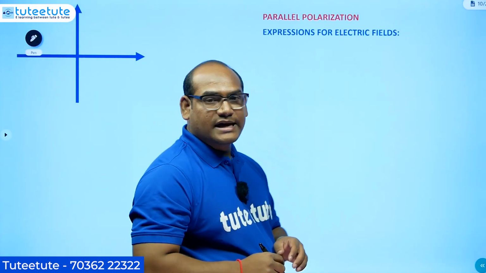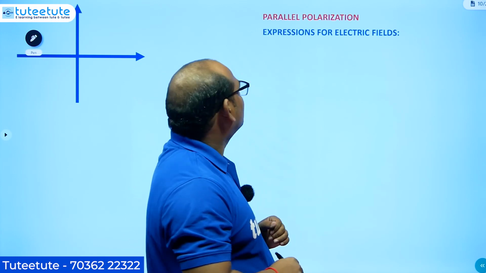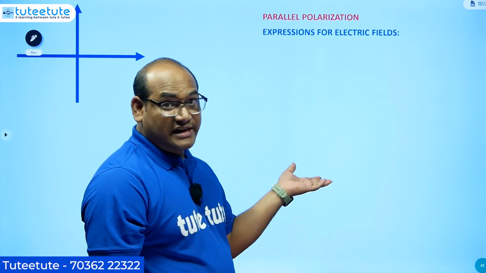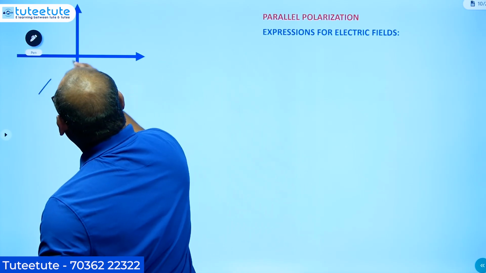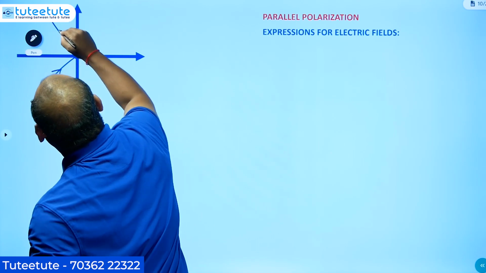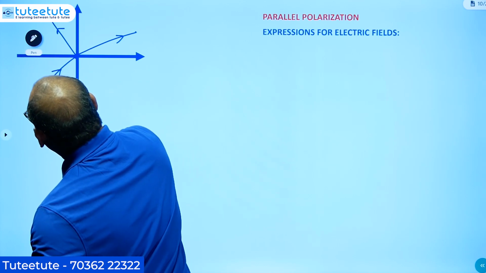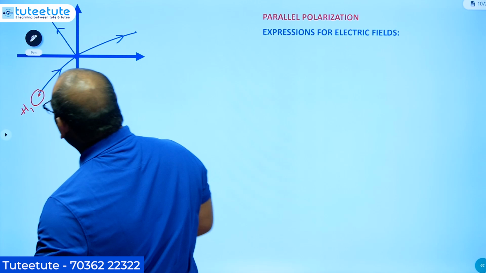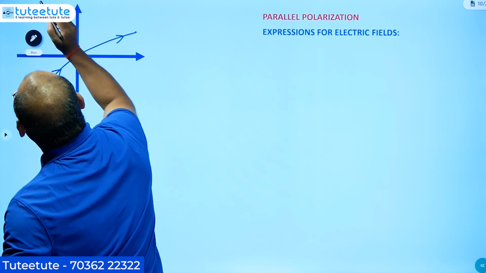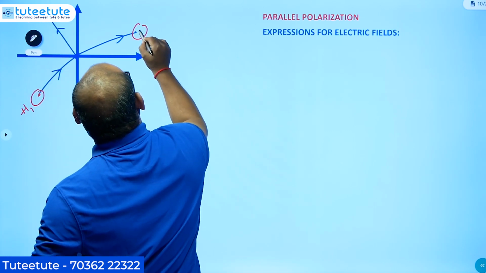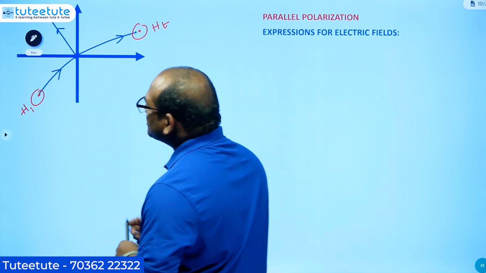Now we will take expressions for the fields in the case of parallel polarization. For that, once again I will draw the structure: incident wave, reflected wave, transmitted wave. As per our discussion, HI must be coming out of the plane of incidence, HR must be going into the plane of incidence, and HT must be coming out of the plane of incidence. So how do we give the electric field orientations?